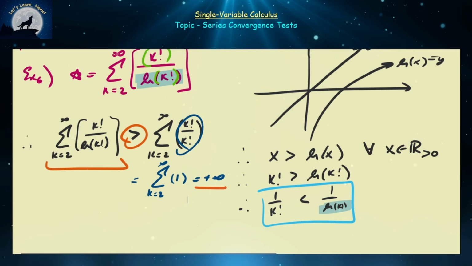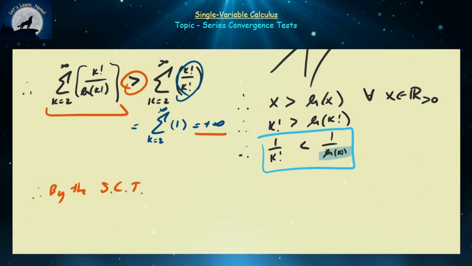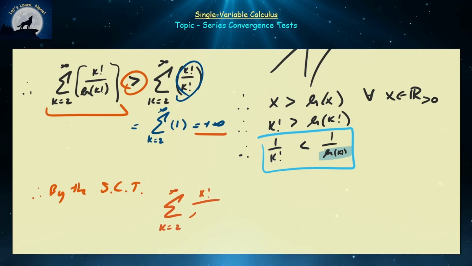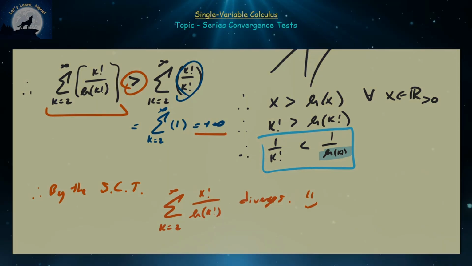Of course not. So we can clearly see that by the series comparison test, the sum from k equals 2 to infinity of k factorial all over the natural log of k factorial diverges. And that's how you can use the series comparison test for both convergent and divergent series.